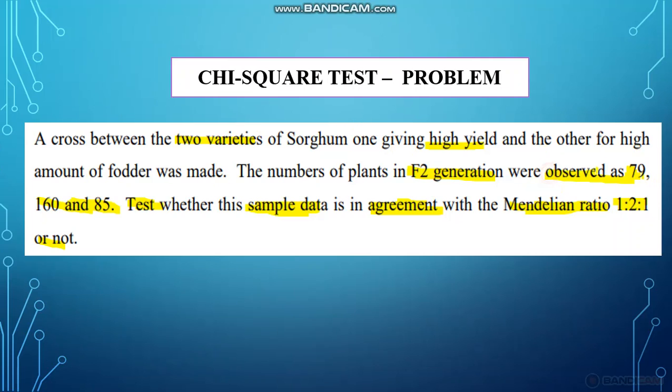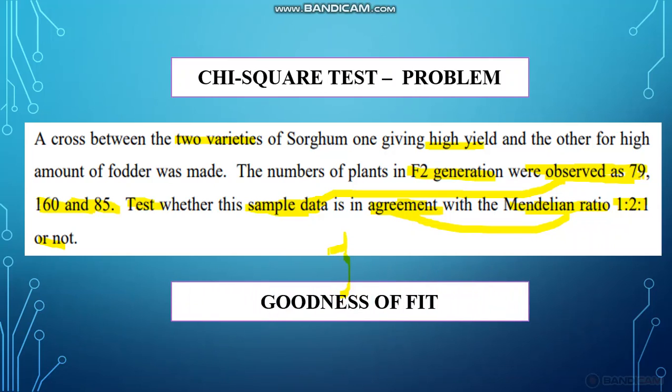The observed values are 79, 160, and 85. This observed value is called sample data. So we want to check whether this observed frequency is in agreement with the expected ratio. So this is goodness of fit. Why we are saying goodness of fit: because we want to check whether the sample data is in agreement with the Mendelian ratio.